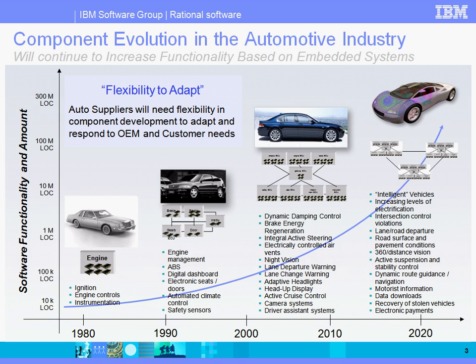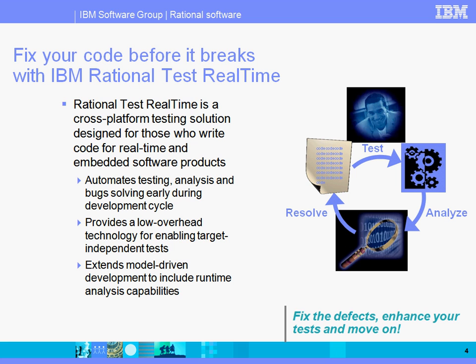If we see component evolution in the automotive industry, there is a gradual increase of the various component facilities provided in the automotive industry. If you see from 1980 to current developments, there are a lot of components being added with the new technologies, which is making the complexity of application development for this industry. So these complexities can be tested and solved with IBM Rational Test RealTime.